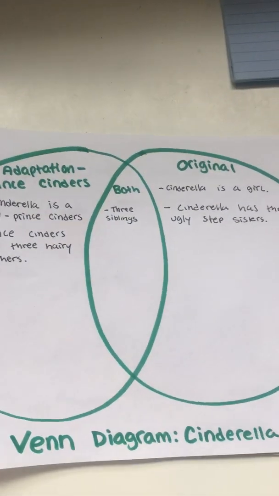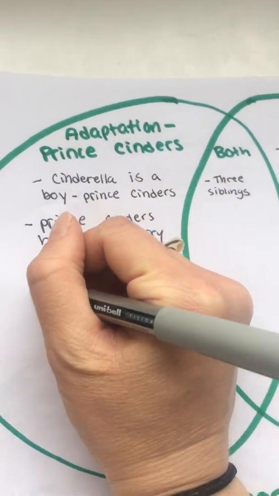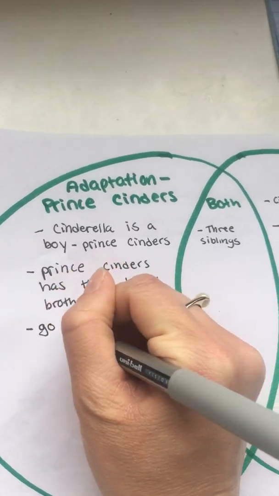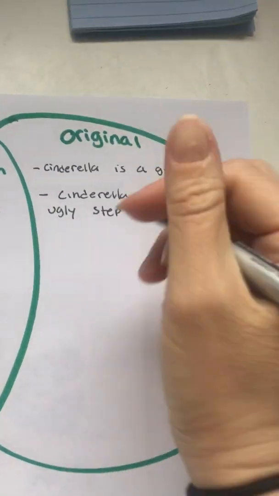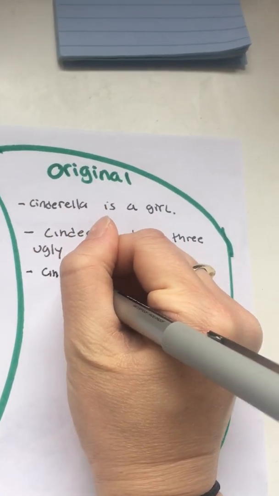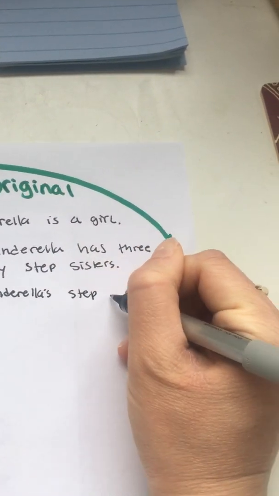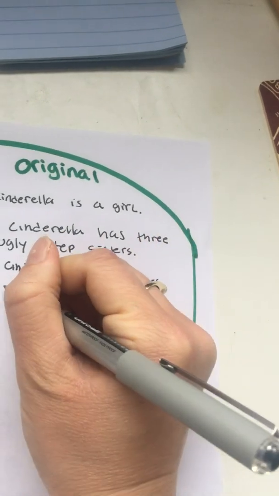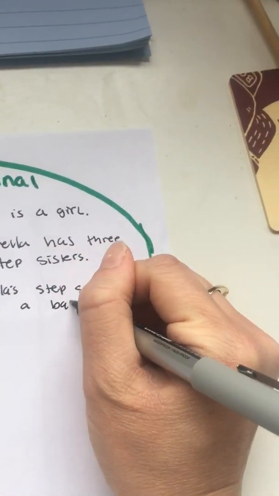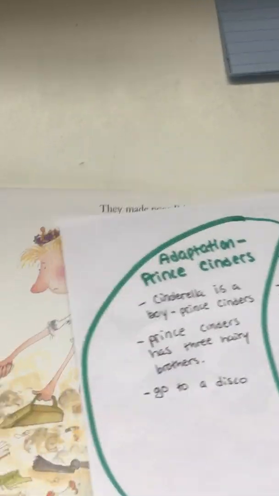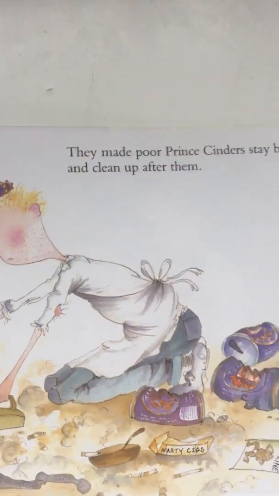I have some more I can add to my Venn diagram now. So I notice in the adaptation, they go to a disco. And in the original, Cinderella goes to the ball. Cinderella's stepsisters go to the ball. Okay, and then I noticed that in both of them, they leave behind Prince Cinders or Cinderella to clean up.